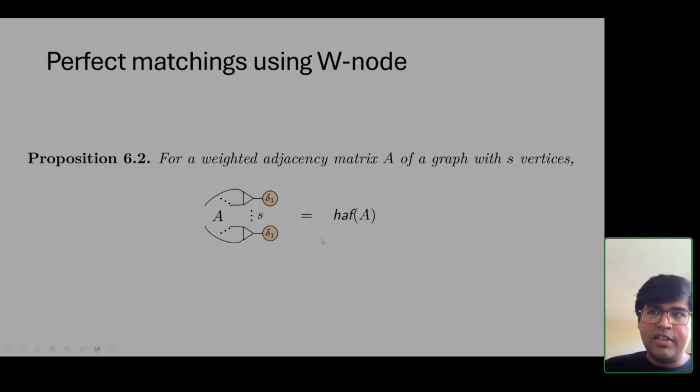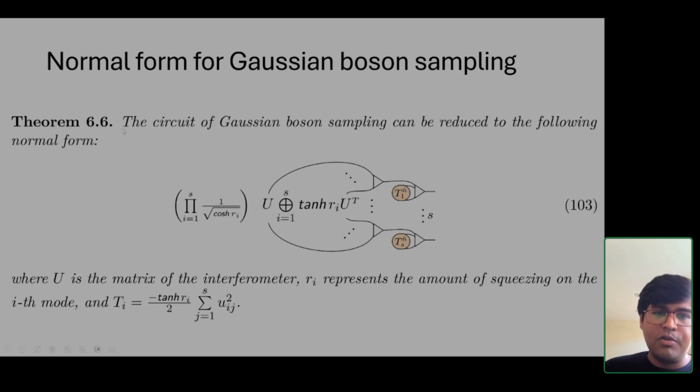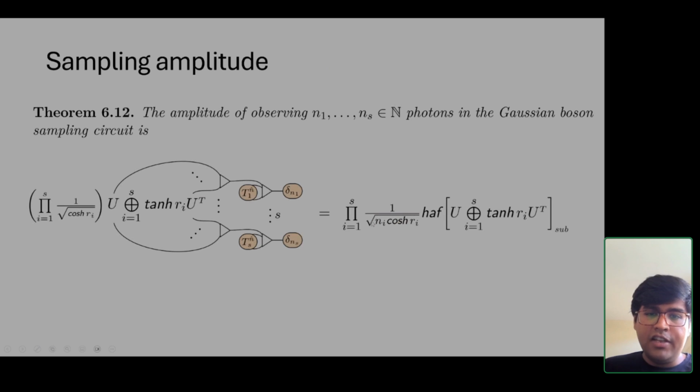So all we need to do is show that any Gaussian boson sampling circuit like this can be written to a form that's shown before. So you prove that this is the normal form for that. And finally, to get the Hafnian, we need to simply measure, and measuring that gives us the Hafnian, which corresponds to the amplitude. And we can do all of these rewritings diagrammatically.